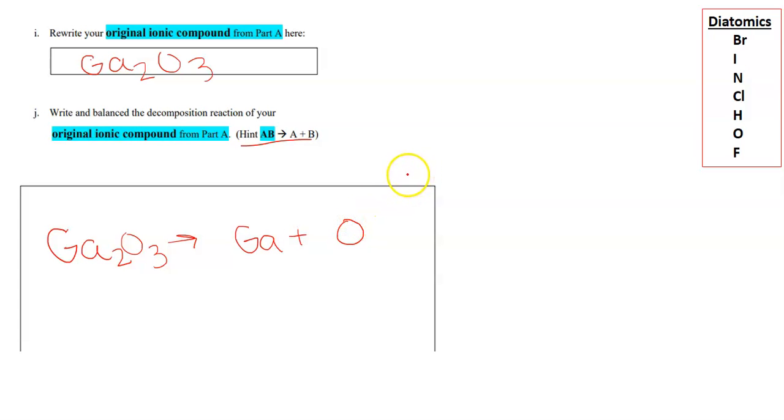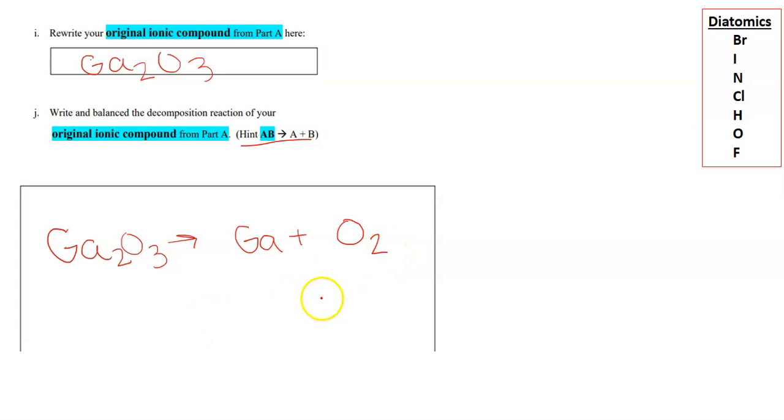Now, if one of your elements that's alone is one of these diatomic elements, these don't exist in nature by themselves, and only these 7 elements will need a little 2 after it in your reaction. So whenever you break them apart, don't put any numbers, just put the elements. Then you're going to go find each one on this list. Ga was not on this list, so it does not get any number, but oxygen was on this list, so it gets a little 2.